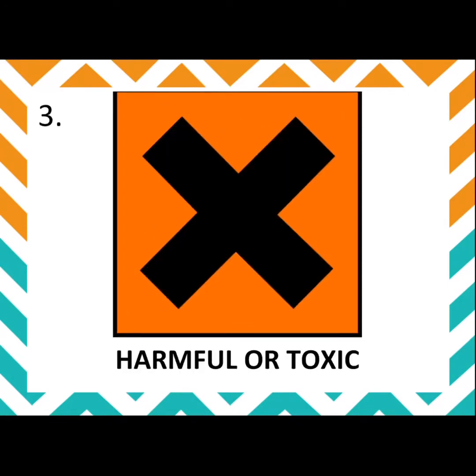Number 3 is harmful or toxic. So this is different from a poison. Toxins are usually something that comes from an organism or an animal, so poisons are a little bit different from that.